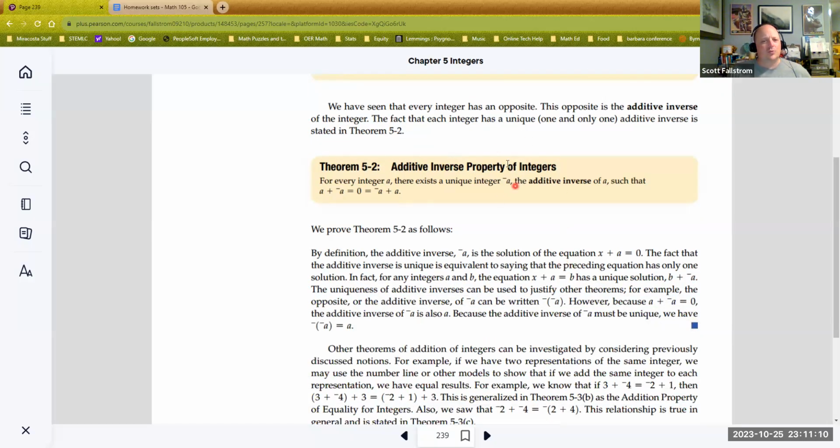Next up, this is a new one. This is a theorem, and it says every integer has an opposite. Okay, so this is something new. We couldn't do this with whole numbers. But what we say is, okay, I think that every number has a very special number that I can add to get to 0. Okay?